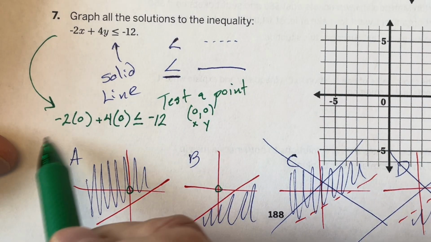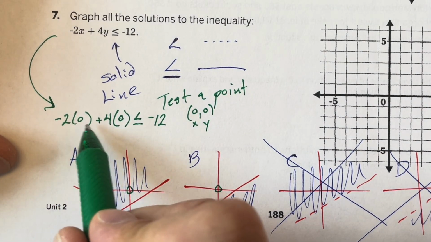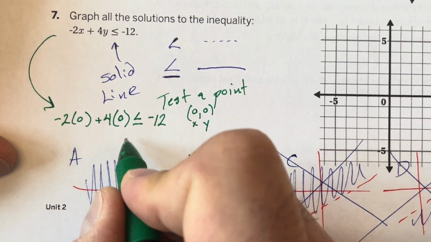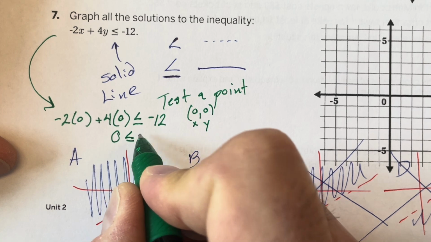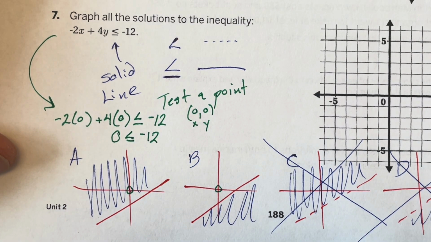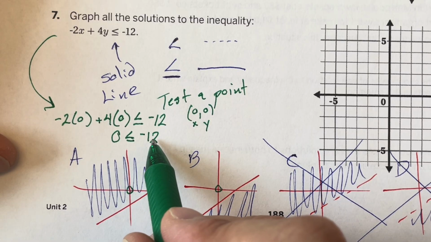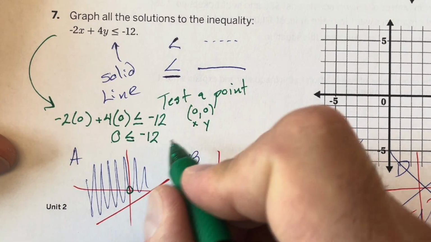We're testing it. -2 times 0 is 0. 4 times 0 is 0, and 0 plus 0 is 0. And is 0 less than or equal to -12? Honestly, think about that. Is 0 less than -12? Well, -12 is less than 0, so this is false.